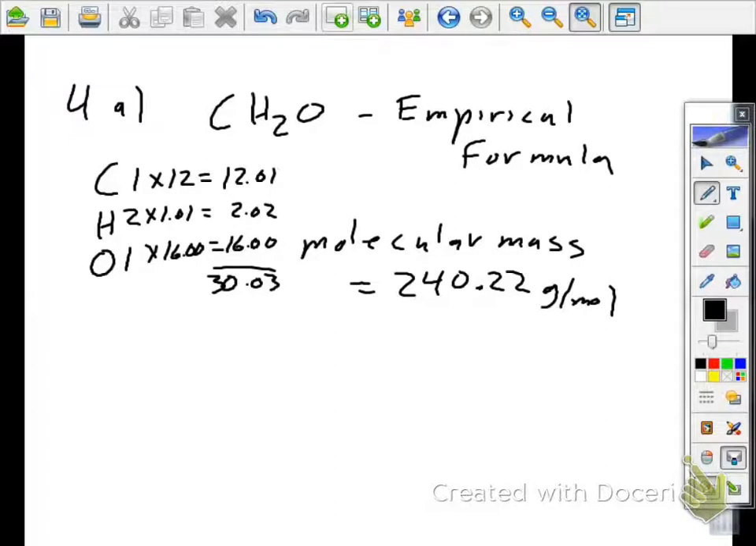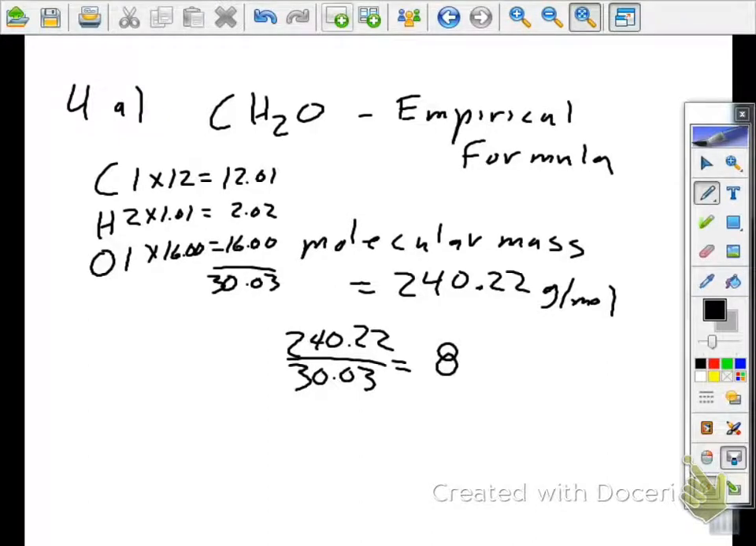Alright? So we realize that's not the same as the molecular mass. So what we're going to have to do is take the 240 and divide it by the 30.03. We should get a whole number out when we make that division. And if you don't, you might check your work again on your empirical formula and see how that works out. I'm going to come up with 8. 8 is my whole number.